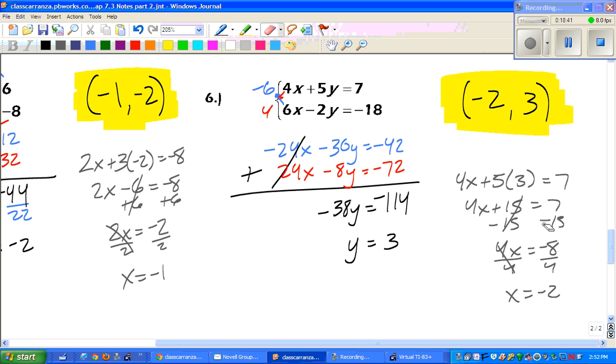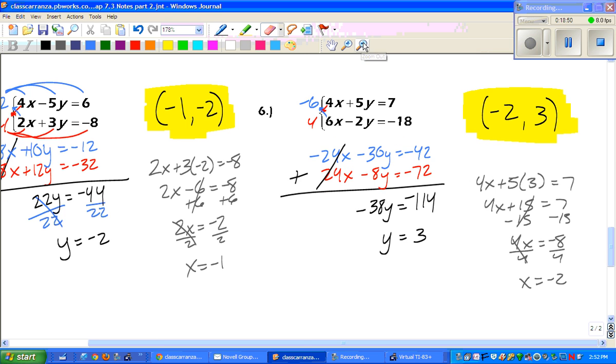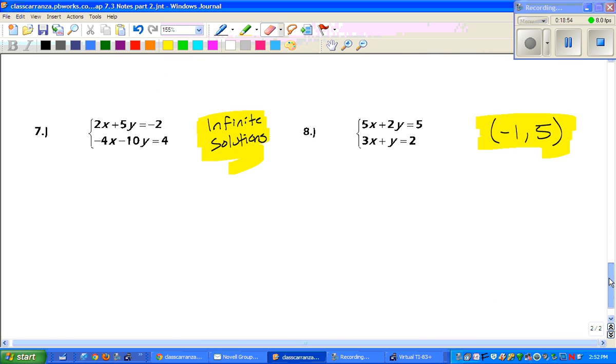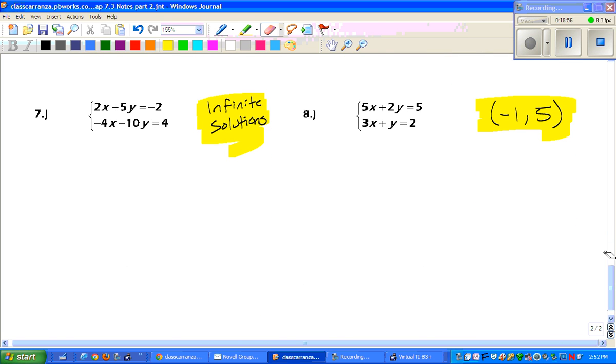Now, I'm going to show the answers to the bottom problem, so if you don't want them yet, pause the video. Okay, now that you've unpaused the video, go ahead and looking down. The final answers are infinite solutions and negative 1, 5.